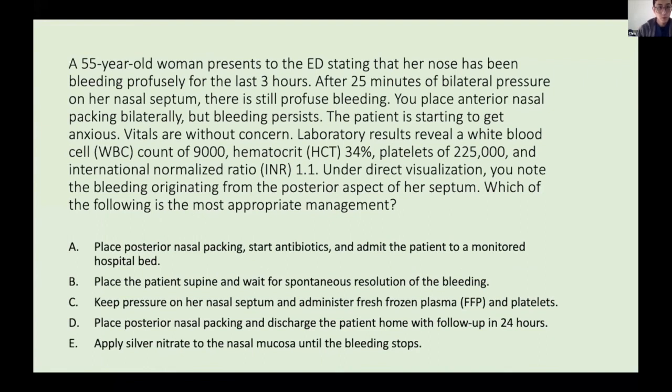So a 55-year-old woman presents to the ED saying that her nose has been bleeding profusely for the last 3 hours. After 25 minutes of bilateral pressure on her nasal septum, there's still profuse bleeding. You place anterior nasal packing bilaterally, but bleeding persists. The patient's starting to get anxious.